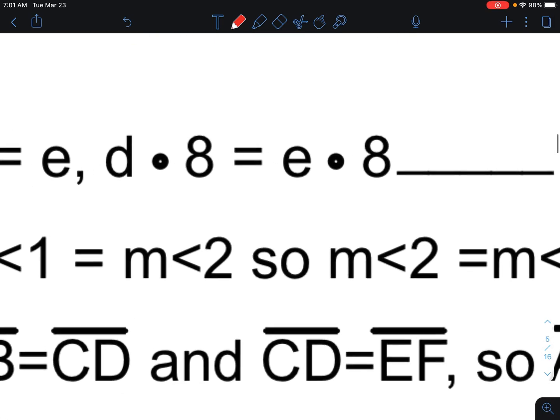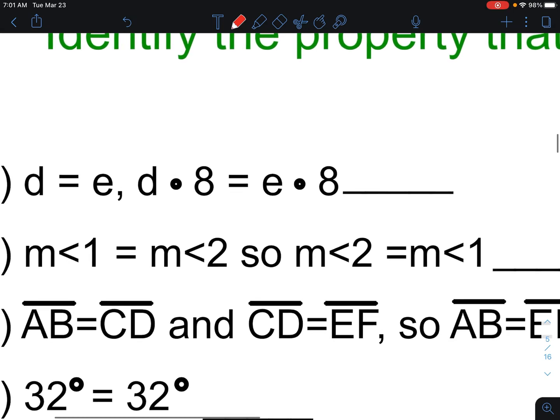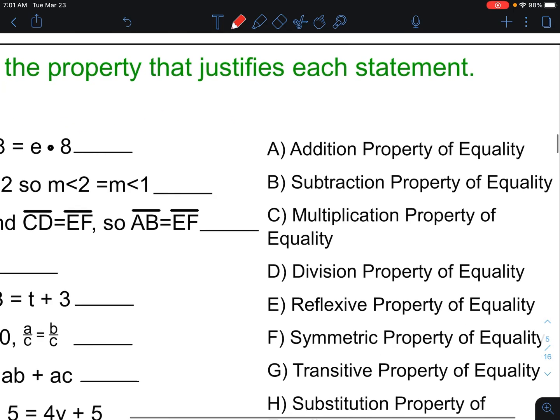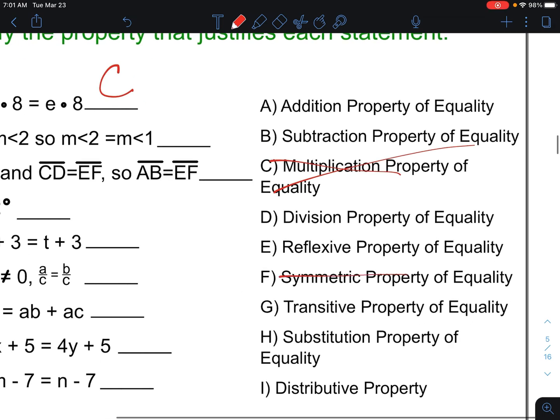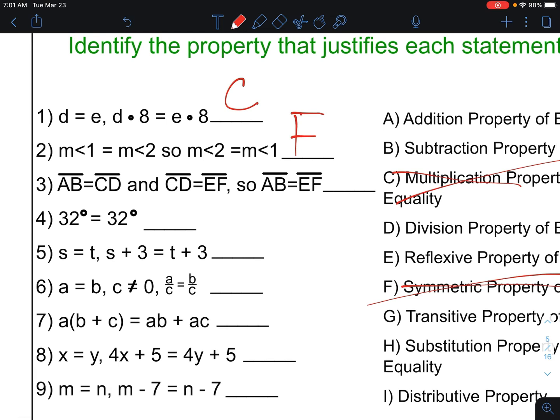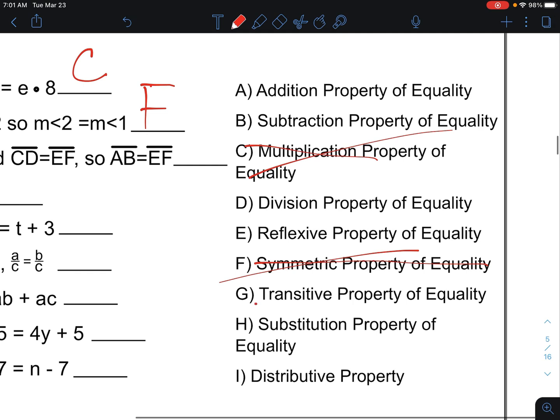Well, number 1, what are we doing? It said D equals E, and then we were multiplying by 8, so we would call that the multiplication property of equality. We're multiplying both sides. Measure of angle 1 equals measure of angle 2. So 2 equals 1. All we did is flip around the order. That was the symmetric property, so that would be F. All right, if AB equals CD, CD is also equal to EF. That means AB is equal to EF, cutting out the middleman. That is the transitive property.